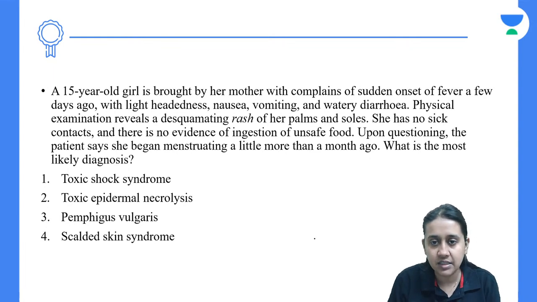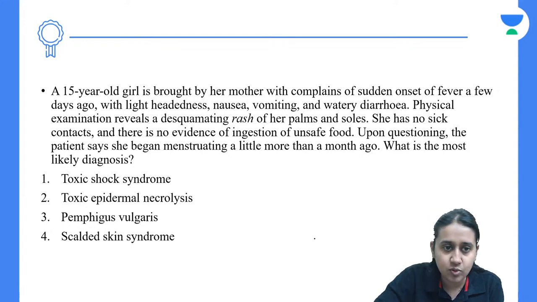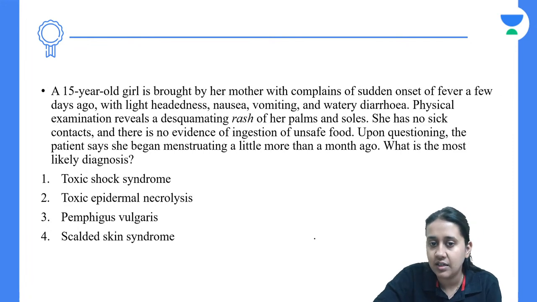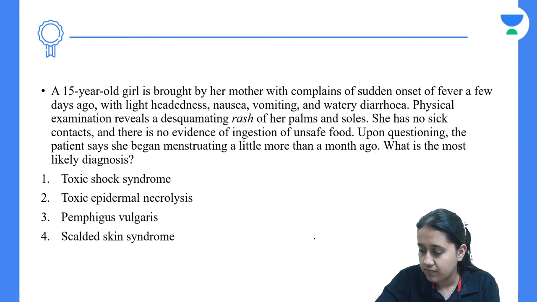A 15-year-old girl is brought by her mother with complaints of sudden onset of fever, lightheadedness, nausea, vomiting, watery diarrhea. Physical examination reveals a desquamating rash of her palm and sole. She has no sick contacts. There is no history of ingestion of unsafe food. Upon questioning, the patient says that she began menstruating less than a month ago. What is the likely diagnosis here?